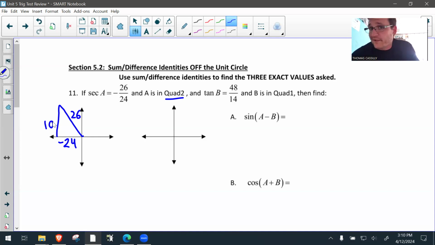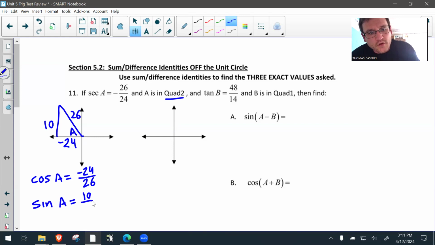So here's what I like to do in all of these problems. I'm just going to grab all the trig ratios. This is angle A. So the cosine of angle A is negative 24 over 26. The sine of angle A is equal to 10 over 26.